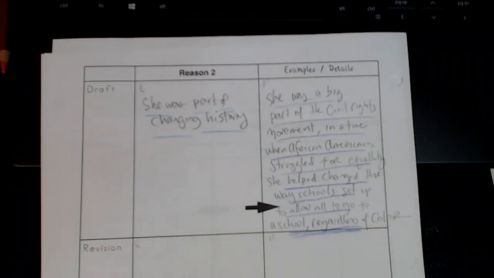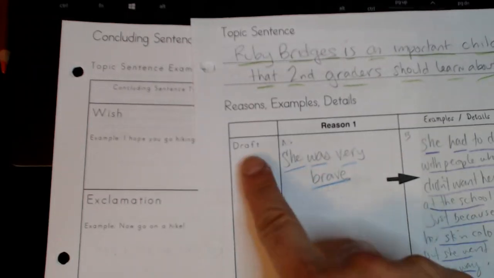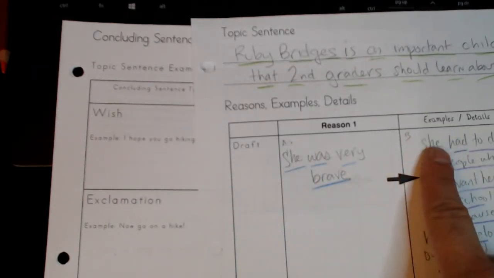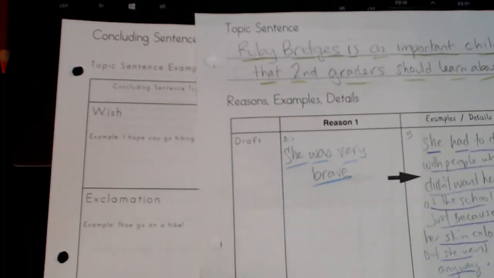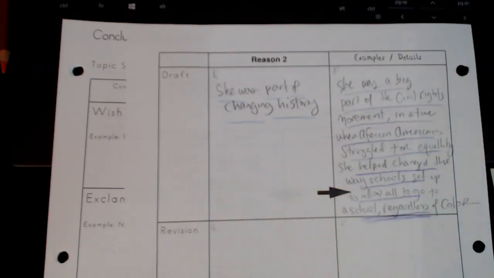So what you're going to do is you're going to look over reason 1 in the draft part, and you're going to list an example or a detail why you chose the person you did, and then you're going to turn the page over and do it again, and don't forget to underline in our purple pencil.